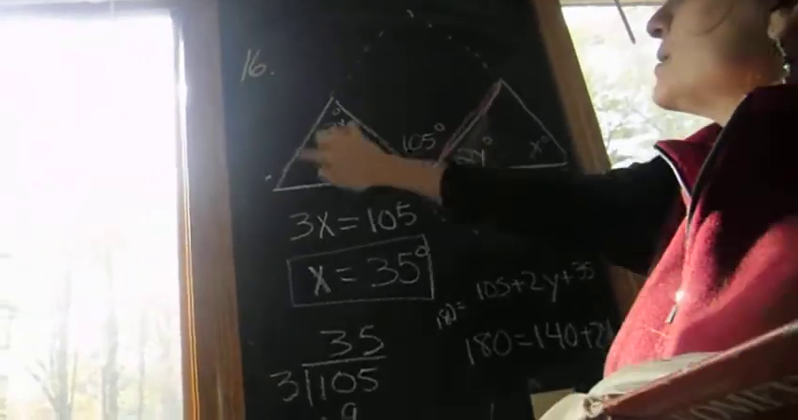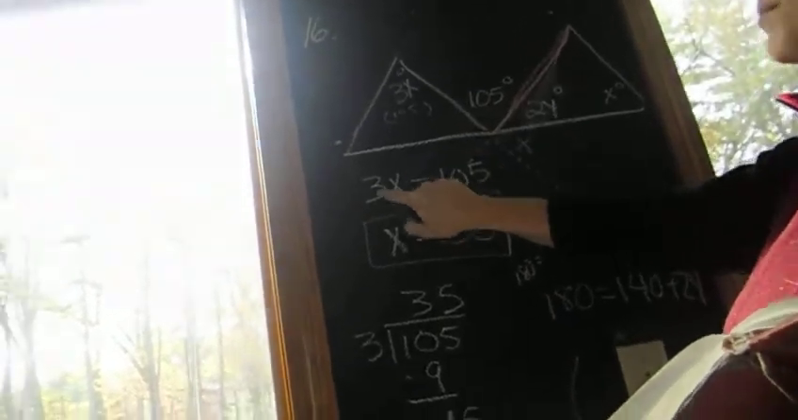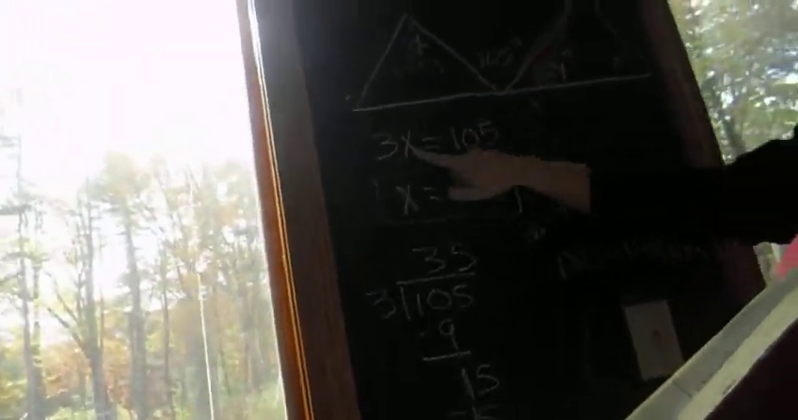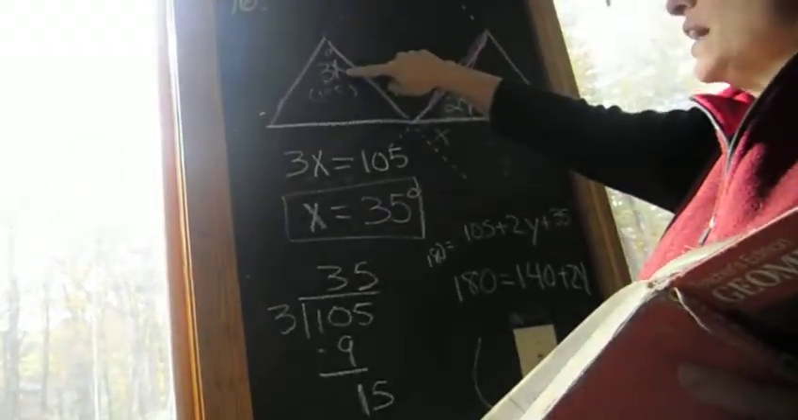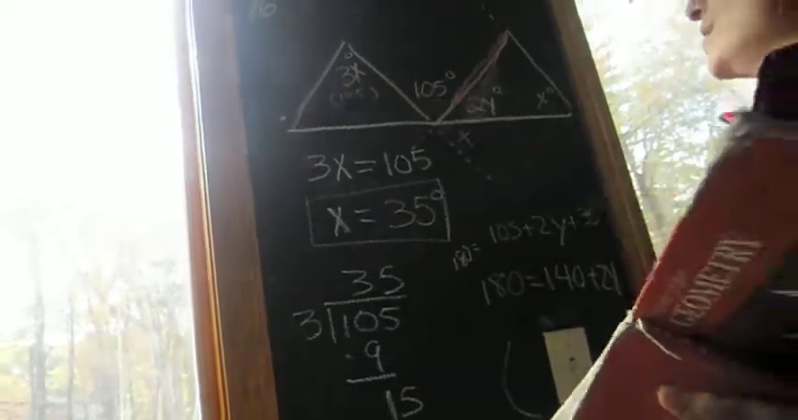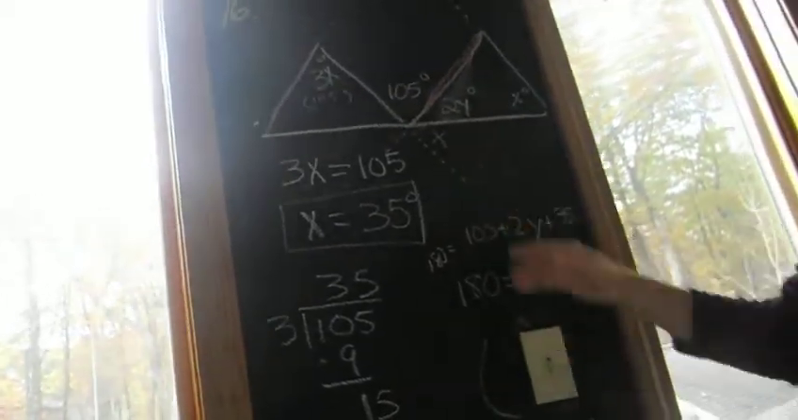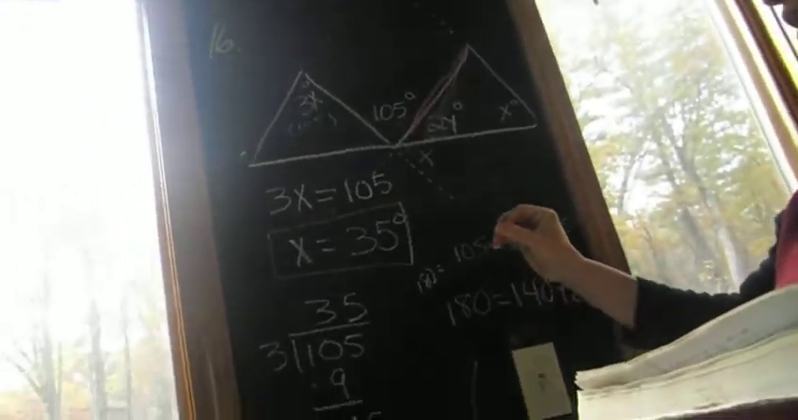But if these two lines are parallel, I know these are alternate interior and they must be equal. So I set it up, 3x equals 105. Divided by 3, and I got x equals 35. So if x equals 35, that whole angle equals 105. Those are alternate interior. Then what I did was, I know x equals 35.